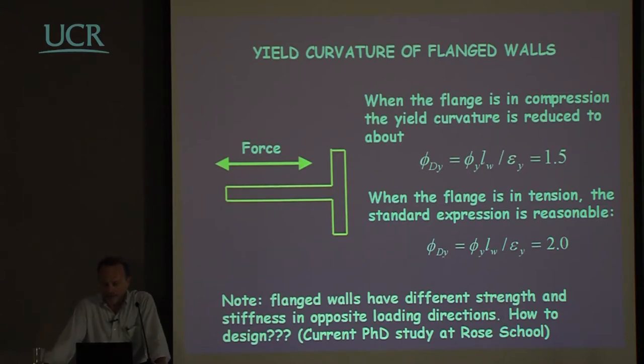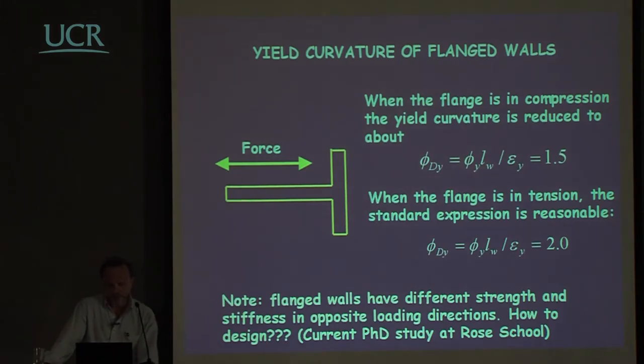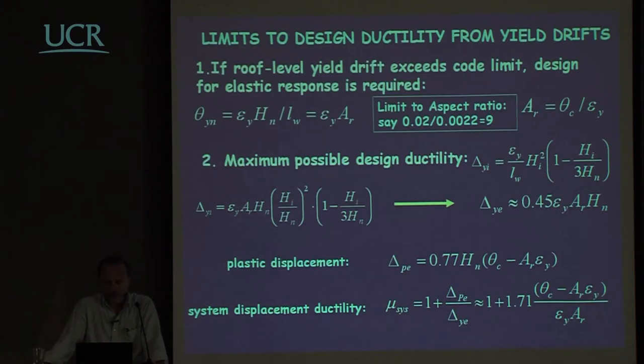Actually, when the flange is in tension, the standard expression is reasonable, and is reasonable with a different distribution of the reinforcement. But as we have seen, this is not a crucial point. While when the flange is in compression, the curvature is different because you have a different position of the neutral axis, and it is better approximated by a factor of 1.5. As I was saying, the use of walls of this sort can create problems because you have different strength and different stiffness in the opposite loading direction, and there is still a lot of work to do on this subject.